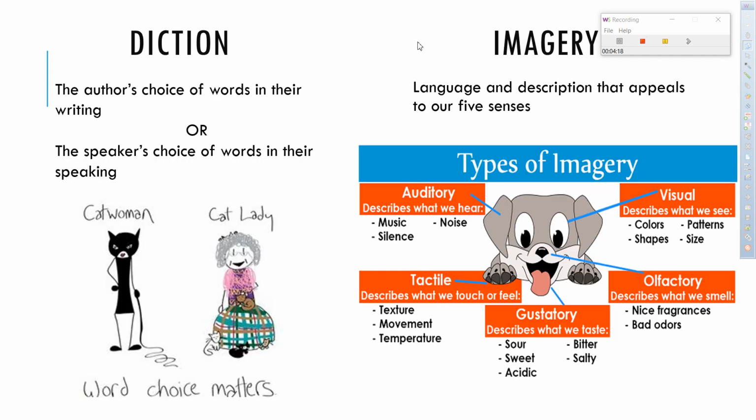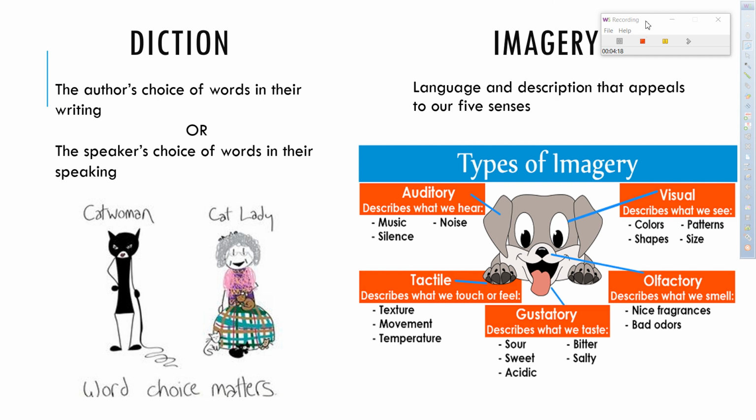Diction. Diction is the author's choice of words in their writing, or it could be the speaker's choice of words in their speaking. I apologize, I have a visual here. It says word choice matters. If we called someone a cat woman, you might get the idea of the lady on the left. Or if I refer to someone as a cat lady, you might get the visual of the person pictured on the right.